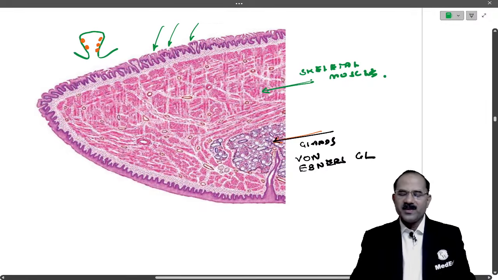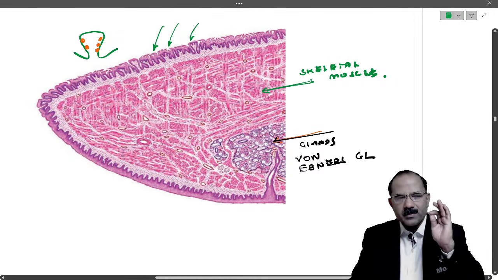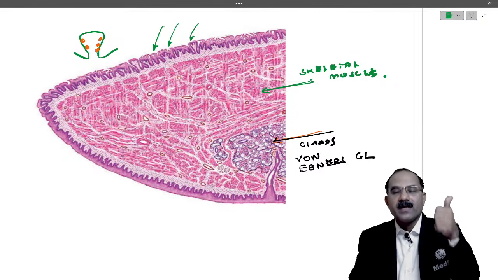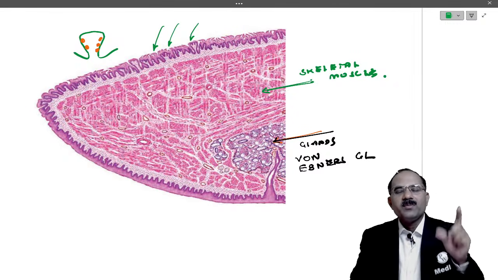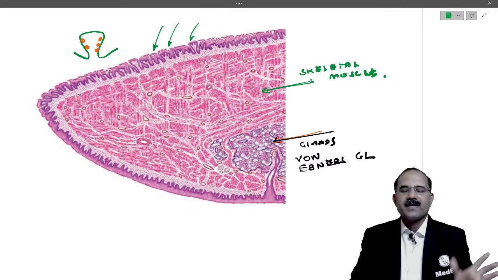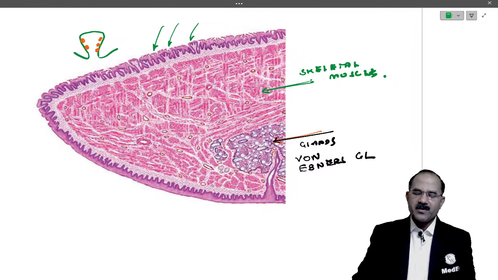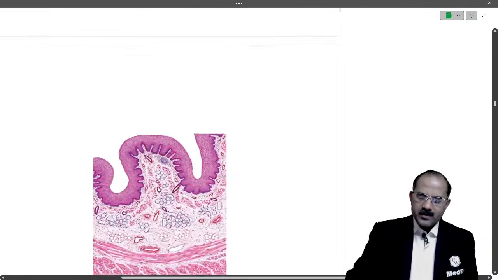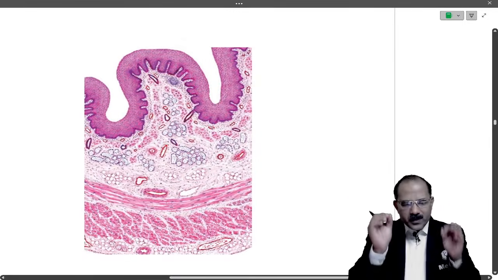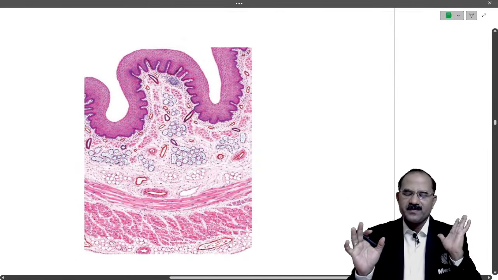Where's Krutharth? Okay, so this is a slide of tongue. Stratified squamous keratinized epithelium, different types of papillae are seen, skeletal muscles are seen, and von Ebner's glands are seen. That's a serous mucous gland. Okay, very good. That's a slide of tongue. But this is a beautiful slide. What is this?